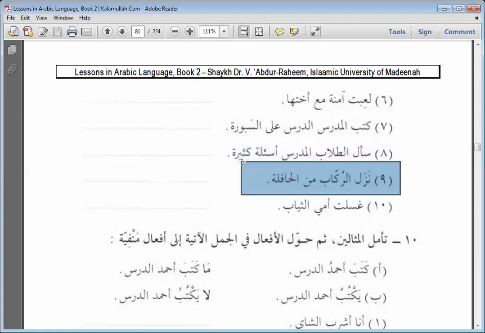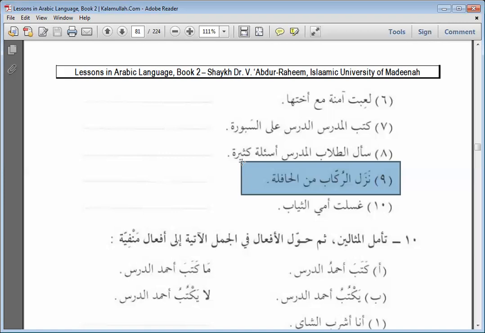Next one, a similar thing here. Nazala ar-rukkabu min al-hafilati. The passengers disembarked from the bus, or descended from the bus. So we put that in the present tense. We have the same situation here, where the verb comes before the subject. Therefore, we can keep the same protocol, where we use the singular form once it is before the subject. Everybody with me on that? So instead of the past tense, we put present tense. We have nazala, yanzilu.